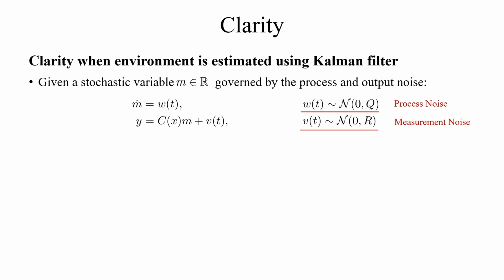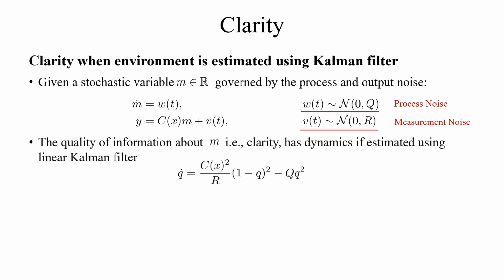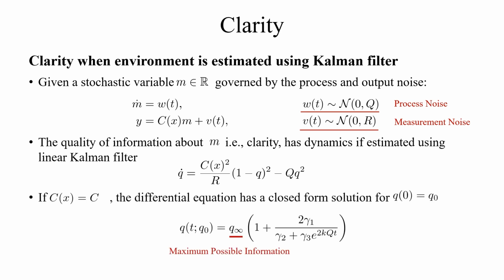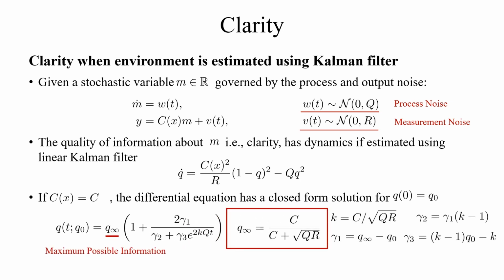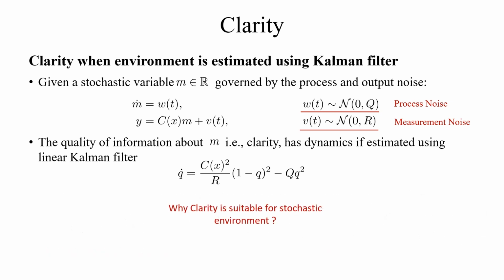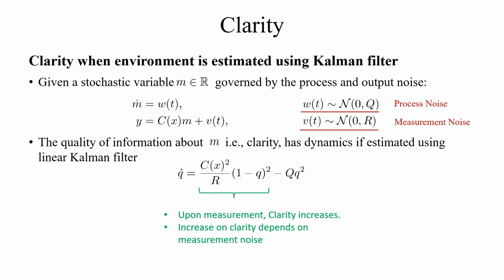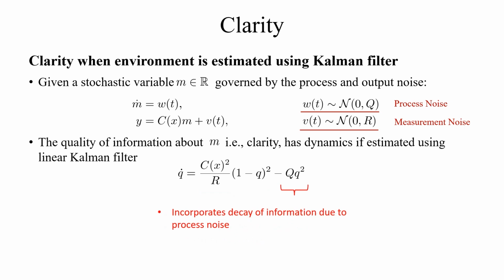The quality of information about m has following dynamics, if estimated using Kalman filter. If the C matrix is constant, the clarity dynamics has closed form solution. As described previously, one of the motivation in using clarity is that it can quantify the maximum attainable information, given by the Q infinity, and it is computed using the known C, Q, and R matrices. But why is clarity particularly well suited for stochastic environments? That is because first, upon measurements, clarity increases, and it also incorporates measurement noise. Secondly, it incorporates the decay of information due to process noise, which is necessary for stochastic environments.